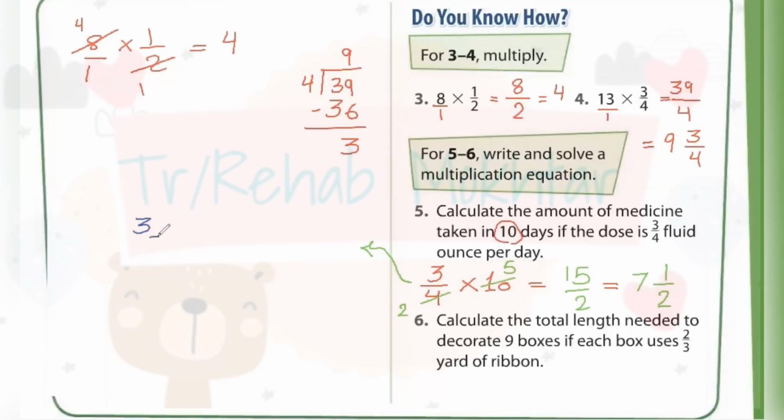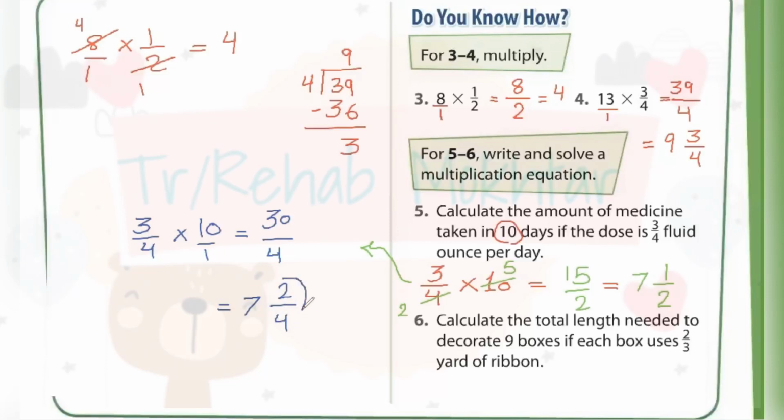3 out of 4 times 10 equals 3 times 10 equals 30. 4 times, we said here we have 1, so 4 times 1 equals 4. Now I will write this number as what, teacher? As a mixed number. 30 divided by 4 equals 7. And the remainder, what, teacher? Remainder 2. 4 times 7 equals 28. 30 minus 28 equals 2. So 2 out of 4.